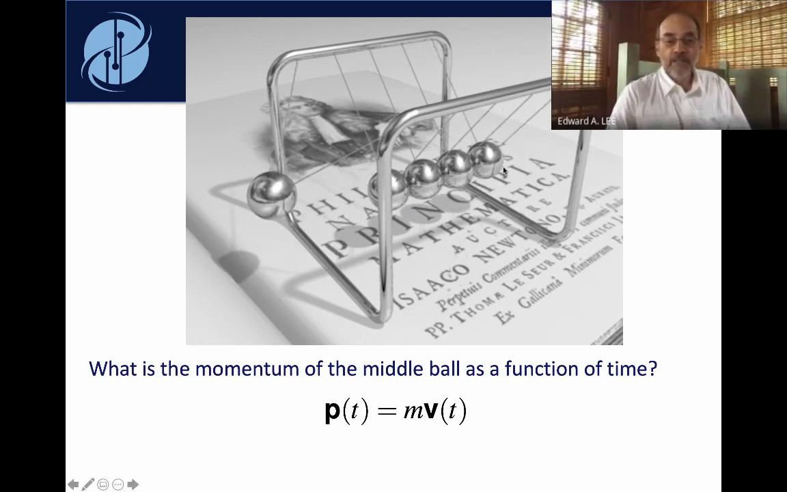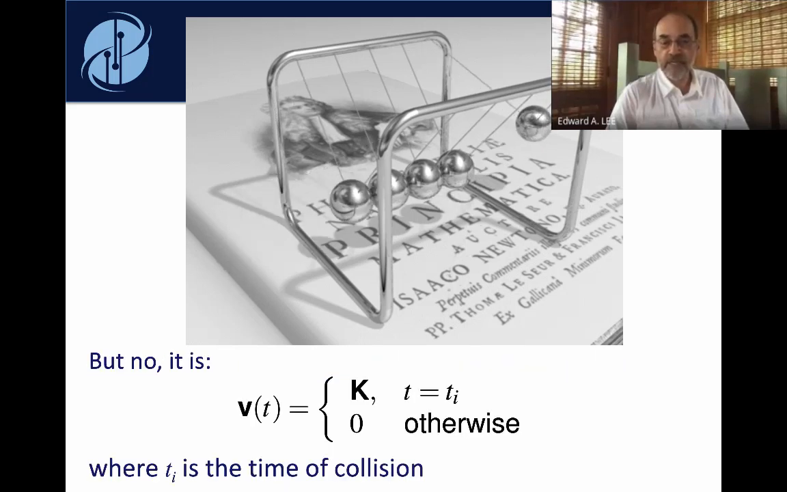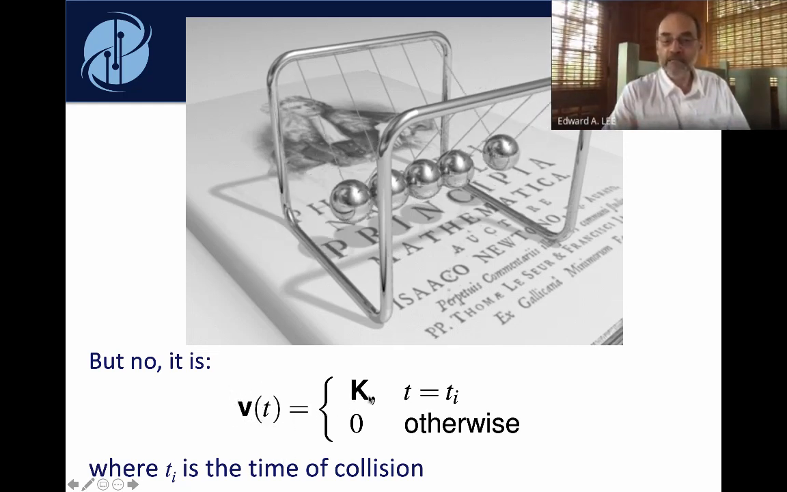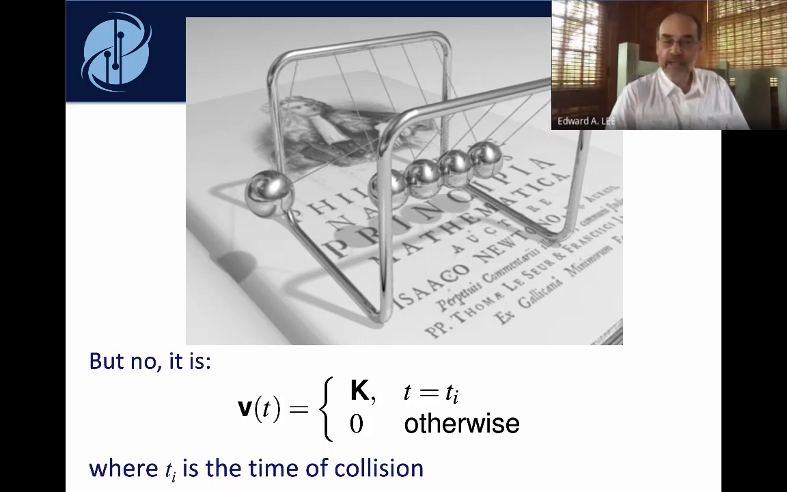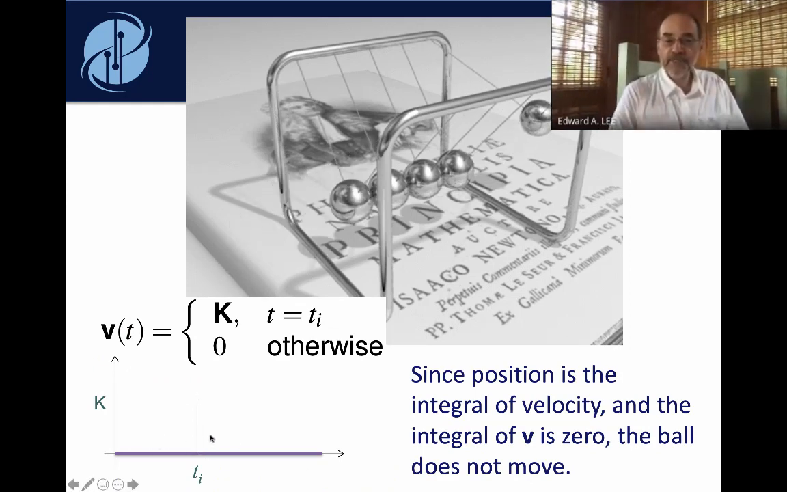So how would you model this mathematically? Well, a straightforward way to model it is with a velocity that is instantaneously non-zero. But that doesn't last any time at all. It remains non-zero for zero time. But it's not a Dirac impulse. If you integrate this curve, you get zero, which is why the ball in the middle doesn't move.